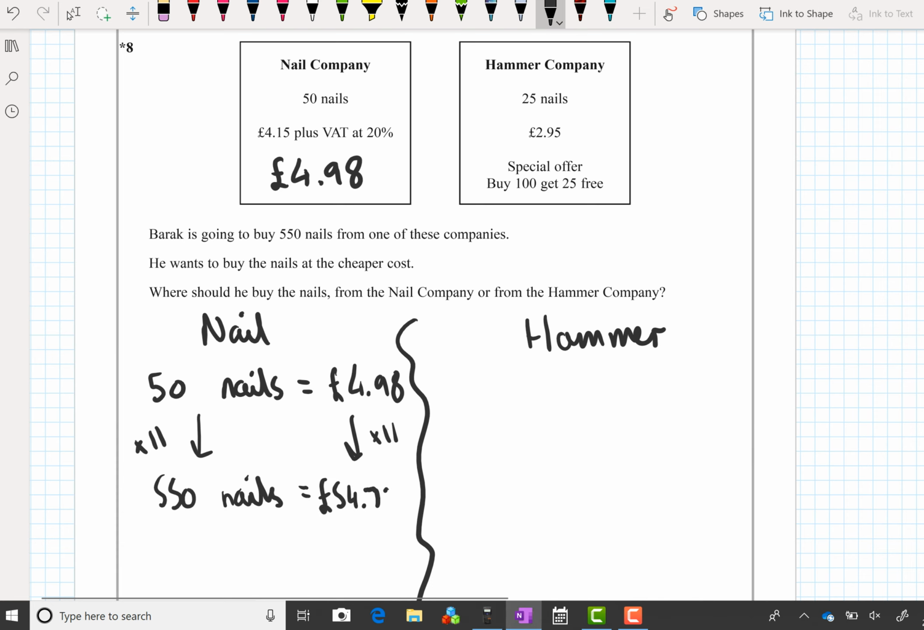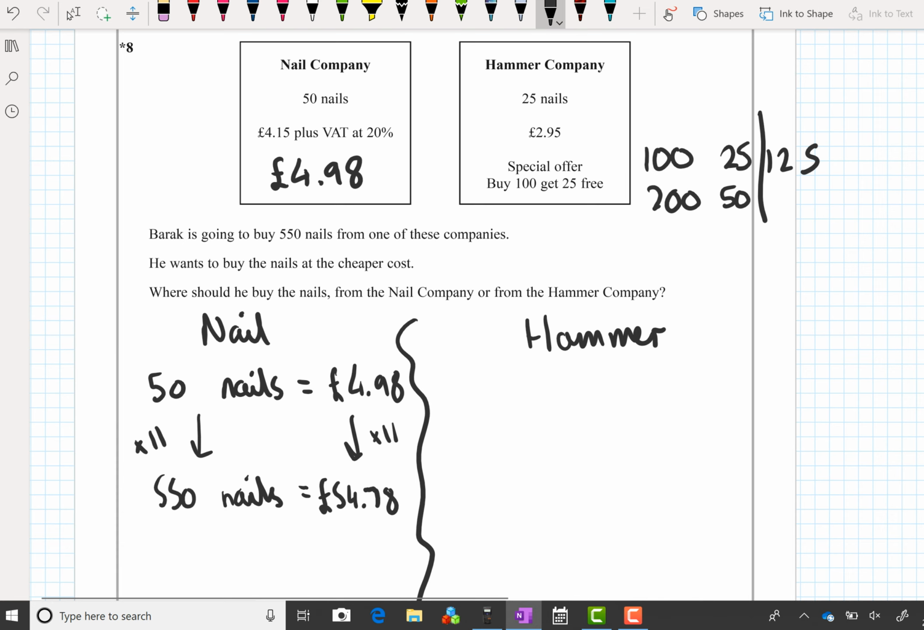We'll do the same for the other one. However, it's a little bit more tricky because it's 25 nails for £2.95. Special offer though: every 100 you get 25 free. So if you have 100, actually you've got 125. If you add 200 nails, you get another 25 free. So at that point, you would have 50 free nails so far, because you got your first 25 for free at 100, another 25 free, so that'll be 50 in total.